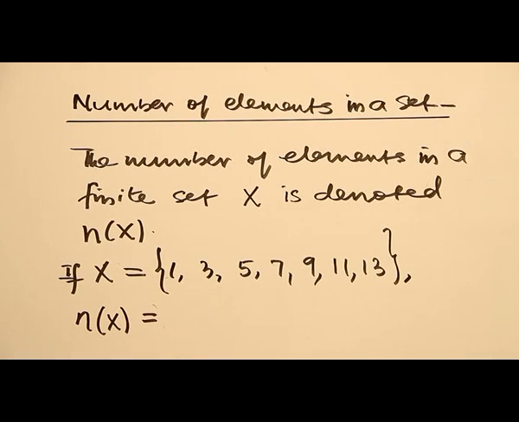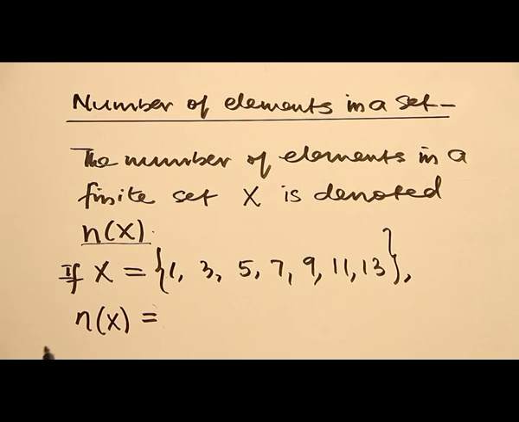Now let us look at the number of elements in a set. The number of elements in a finite set S is denoted n(S). Now let's take for example a set S equal to 1, 3, 5, 7, 9, 11, 13.